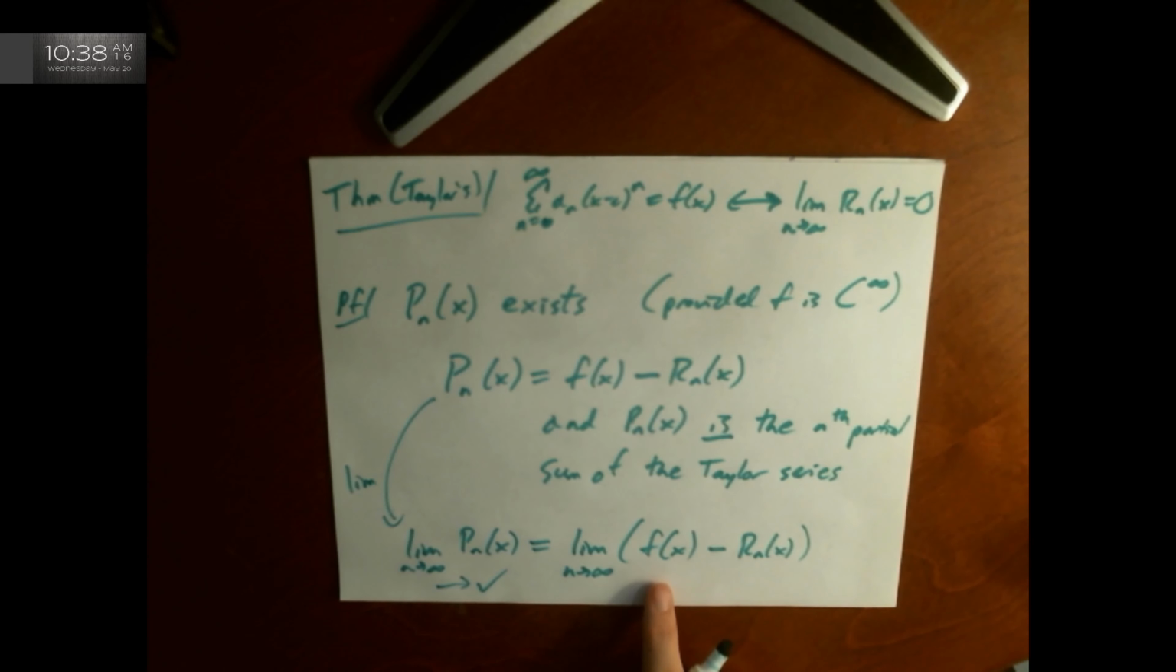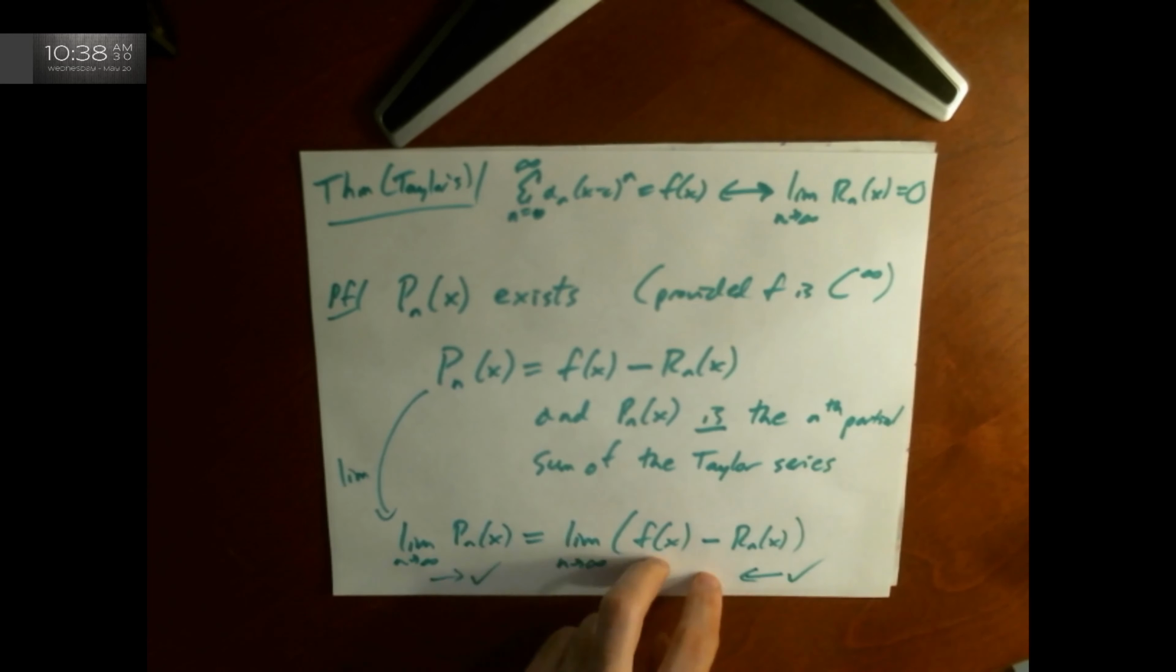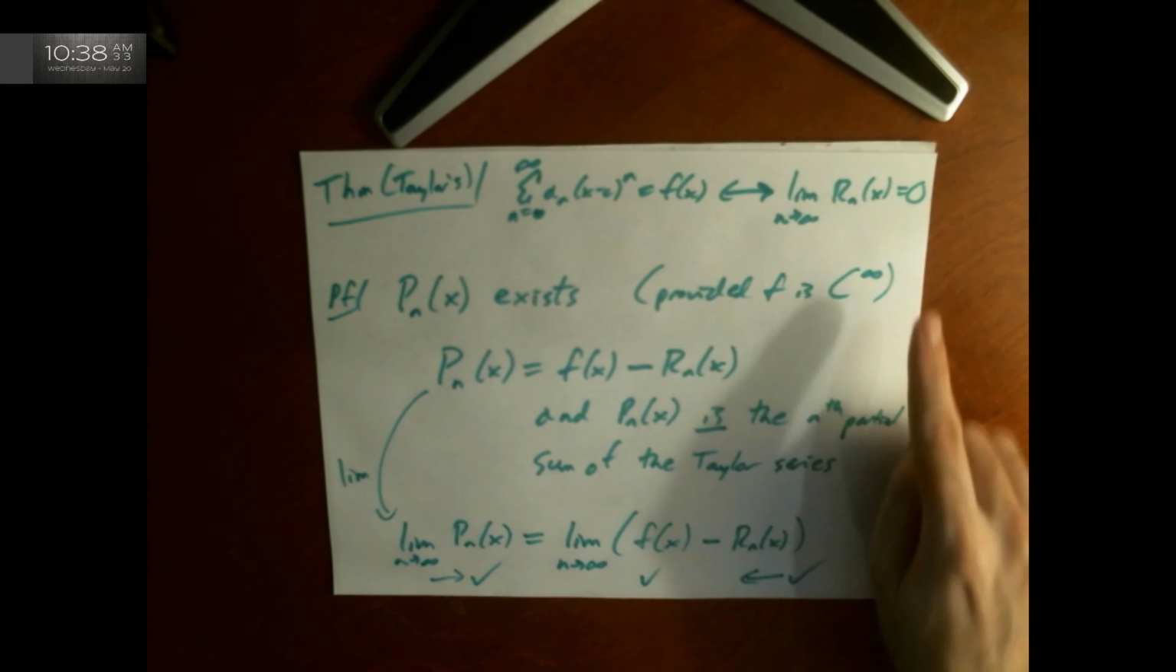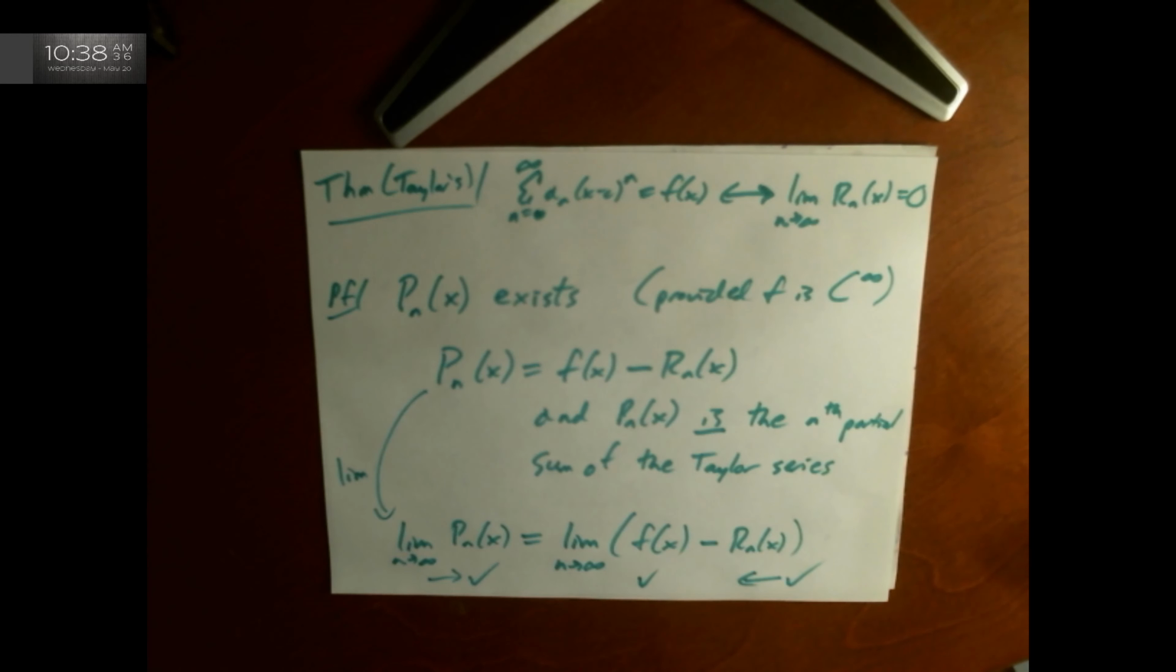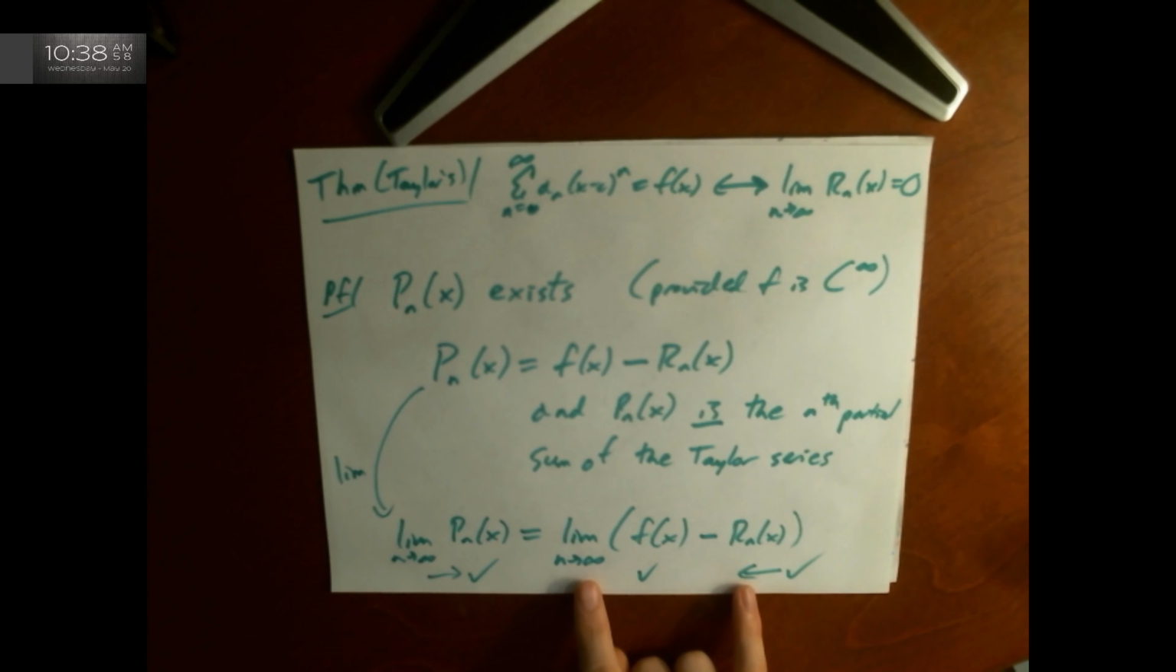The limit of f of x definitely exists. There's no n in it. There's nothing to do, right? There's no n in the function itself. So that part definitely exists. And if I assume that the limit of my remainder is 0, then in that direction, in the assume the remainder, show that the series converges, then I would know the limit of my remainder exists. So if I'm trying to do the left to right portion of the proof, I know that these two pieces exist, and by known limit properties, if those two exist, the third must exist, right? I can split this limit up, and that's okay.